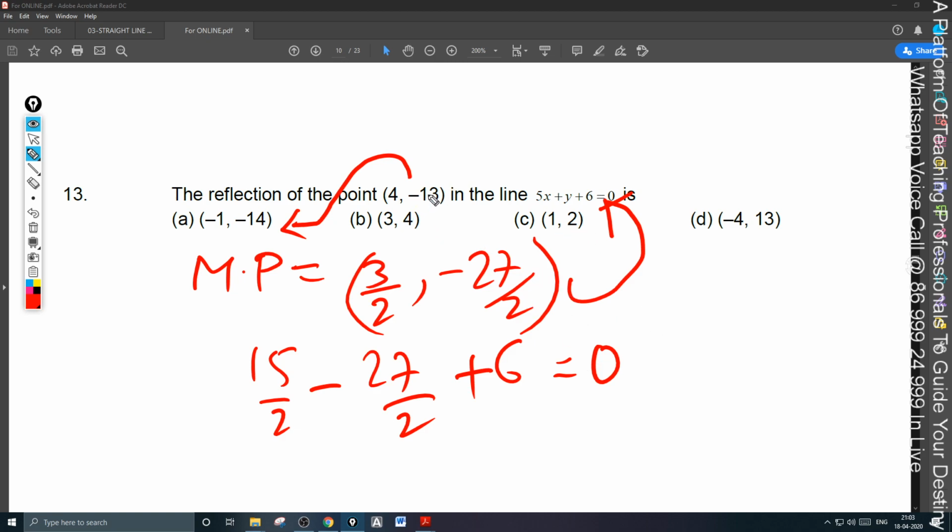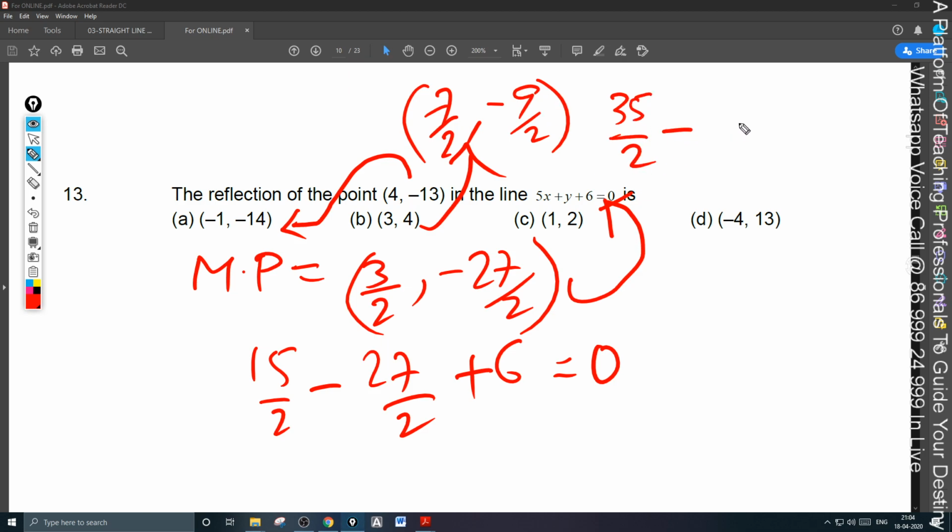If something like a double answer, let me check 7/2 for this one. What is the midpoint? (4 plus 3)/2 = 7/2, (-13 plus 4)/2 = -9/2. Substitute here, 5 into 7, 35/2 minus 9/2 plus 6 is not equal to 0. So it is not getting satisfied. So in that case, you can take it. If you get the double answer, it is difficult to decide which answer is correct. That is the reason why I taught you the method. You follow whatever is comfortable.